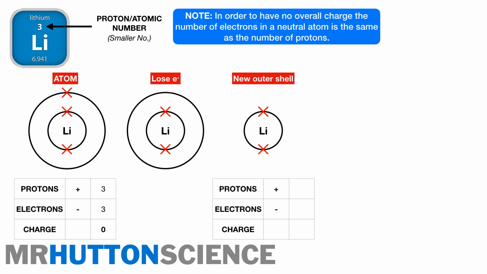So the protons, we cannot change the protons. Remember, you can't change protons. So the proton number is the same still, 3. Electrons has now changed. We've lost 1. We've gone from 3 to 2. So the overall charge now is +1. And so we need to draw our ion out as this.